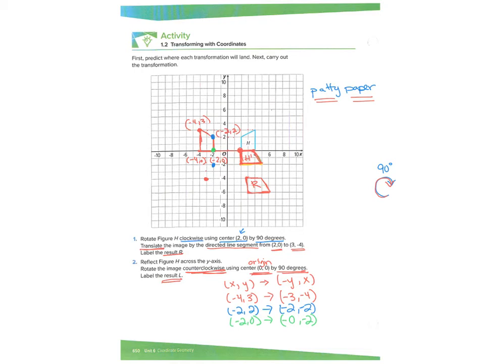So this is going to go to 0, negative 2. So 0 in the x direction means I don't move left or right. And I'm just going to go down negative 2. So my green one goes to the green one. And let's go grab yellow, and we'll do my final coordinate.